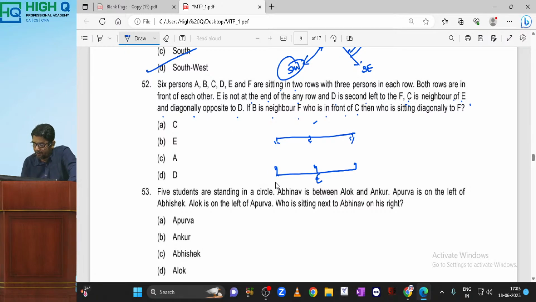Now, C is neighbor of E. For example, if I take C is here. And diagonally opposite to D. So D has to be here. Am I right, my dear?